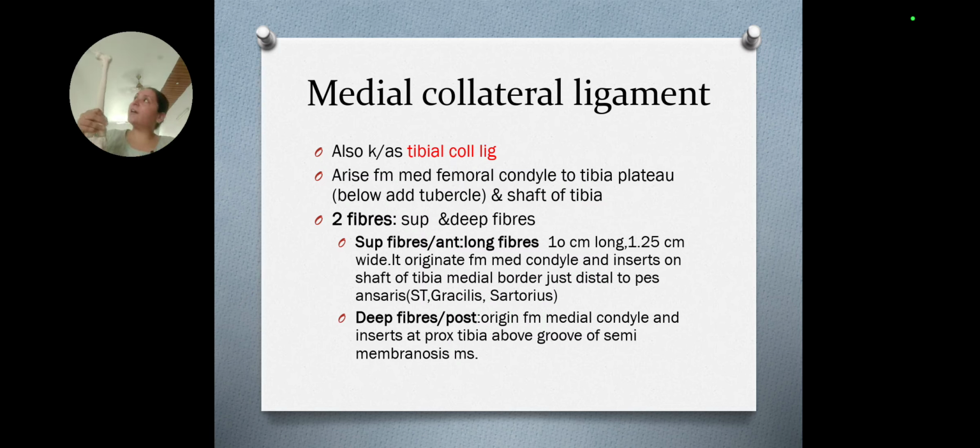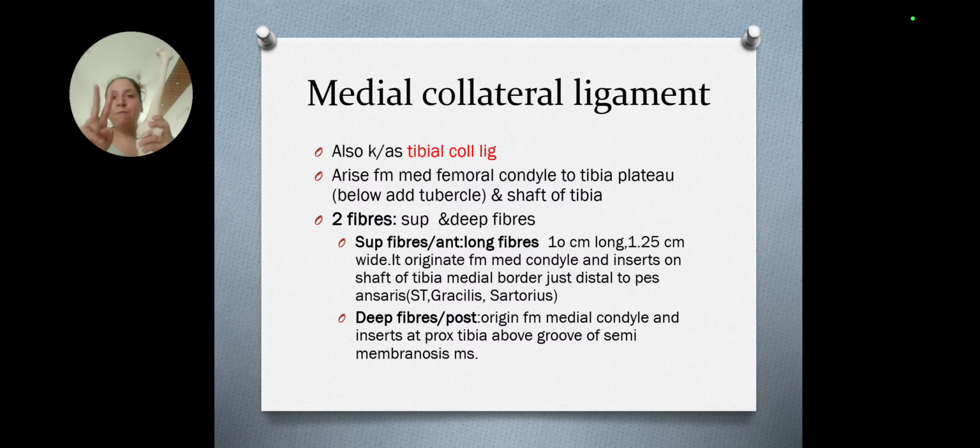Now looking at this again, let me show you on this side. It is basically arising from the medial femoral condyle, because it is on the medial side. It is going up to the adductor tubercle, and it is also going to the shaft. Let me show it like this, it is forming a structure like this. So it is going from this and going down till the shaft.